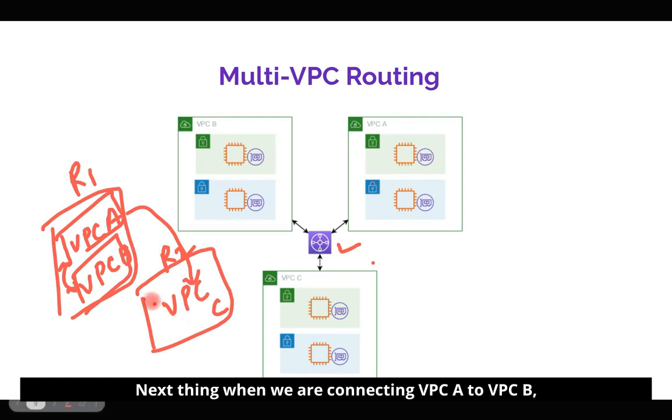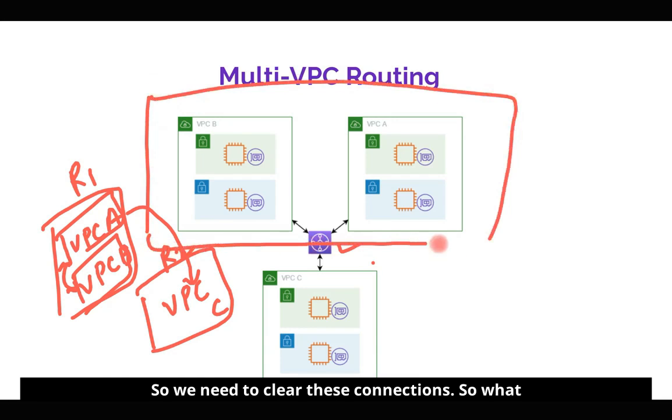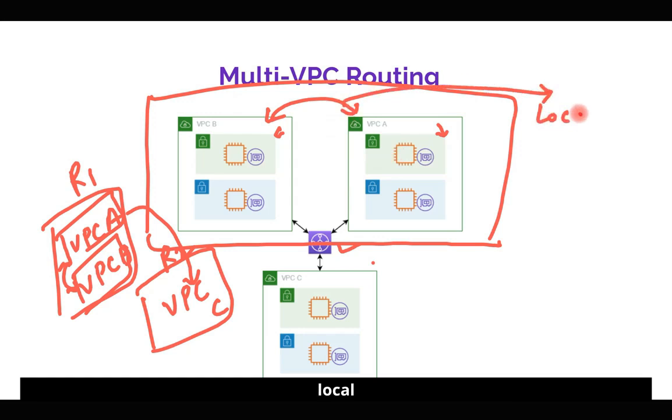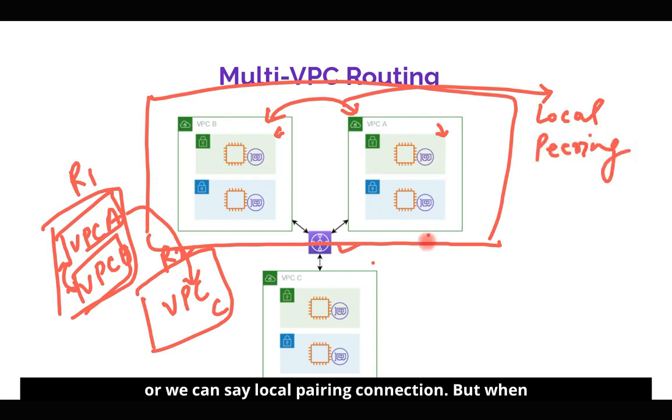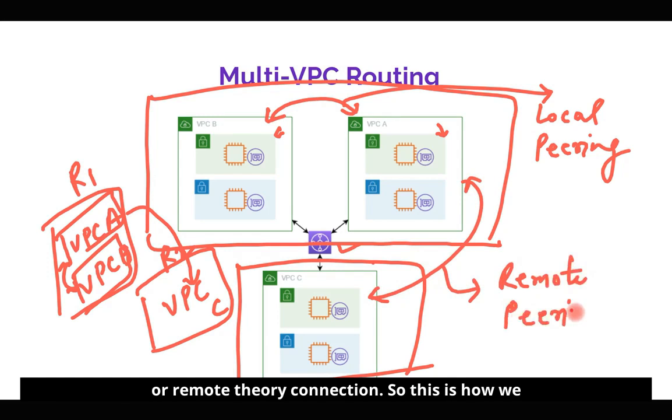Next, when we are connecting VPC A to VPC B, and these are in the same region, we need to peer these connections. So what will happen when we have this peering? These two different networks will behave as a single network, and all the resources from this network to this network by default will have access. This kind of peering is known as local peering, or local peering connection. But when we have a connection between VPCs in different regions, for example, this is known as remote peering or remote peering connection. So this is how we need to understand how the routing works, what kind of gateway it requires, and what terms we use when we are discussing all these things.